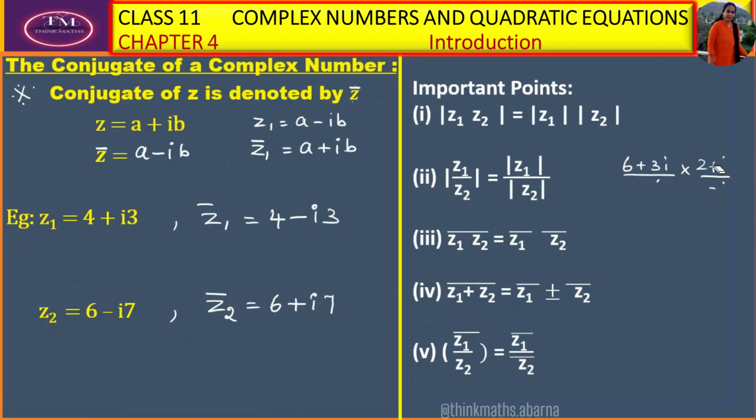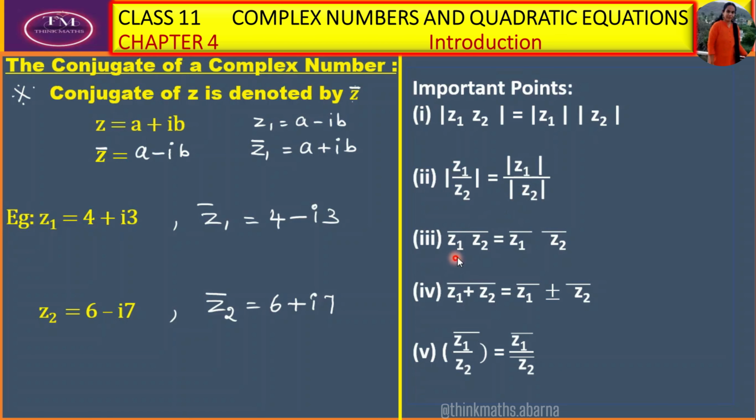Dear children, now with modulus and conjugate, we have some important points. What are they? Modulus of Z1 Z2. Multiply Z1 and Z2, take the modulus. Its answer is equal to taking the modulus of Z1 separately, multiplying with modulus of Z2. Both answers will be the same. Z1 by Z2: after dividing, if we take the modulus, its answer will be equal to modulus Z1 divided by modulus Z2. Take the modulus and then divide. That is also the same.